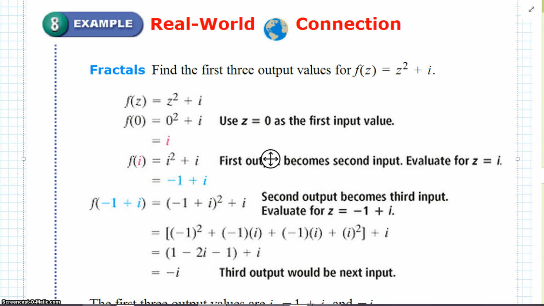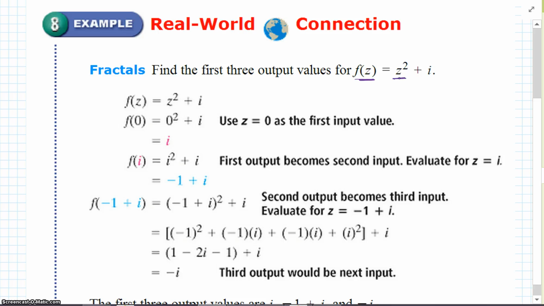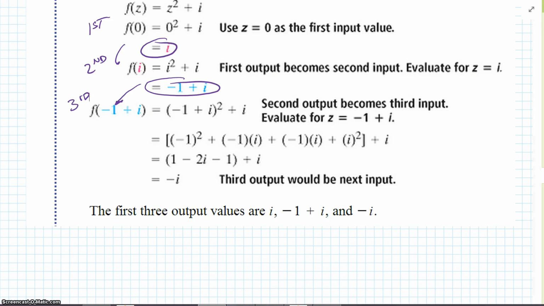Finding the first three outputs for a function. Okay, so for a function f of z equals z squared plus i, you start with 0, solve. When you solve for 0, you get i. So that's the first output. You plug i in, that's the second output. That output you plug back into the function, that's your third. And you solve every time. So you found your first output, your second output, and your third.